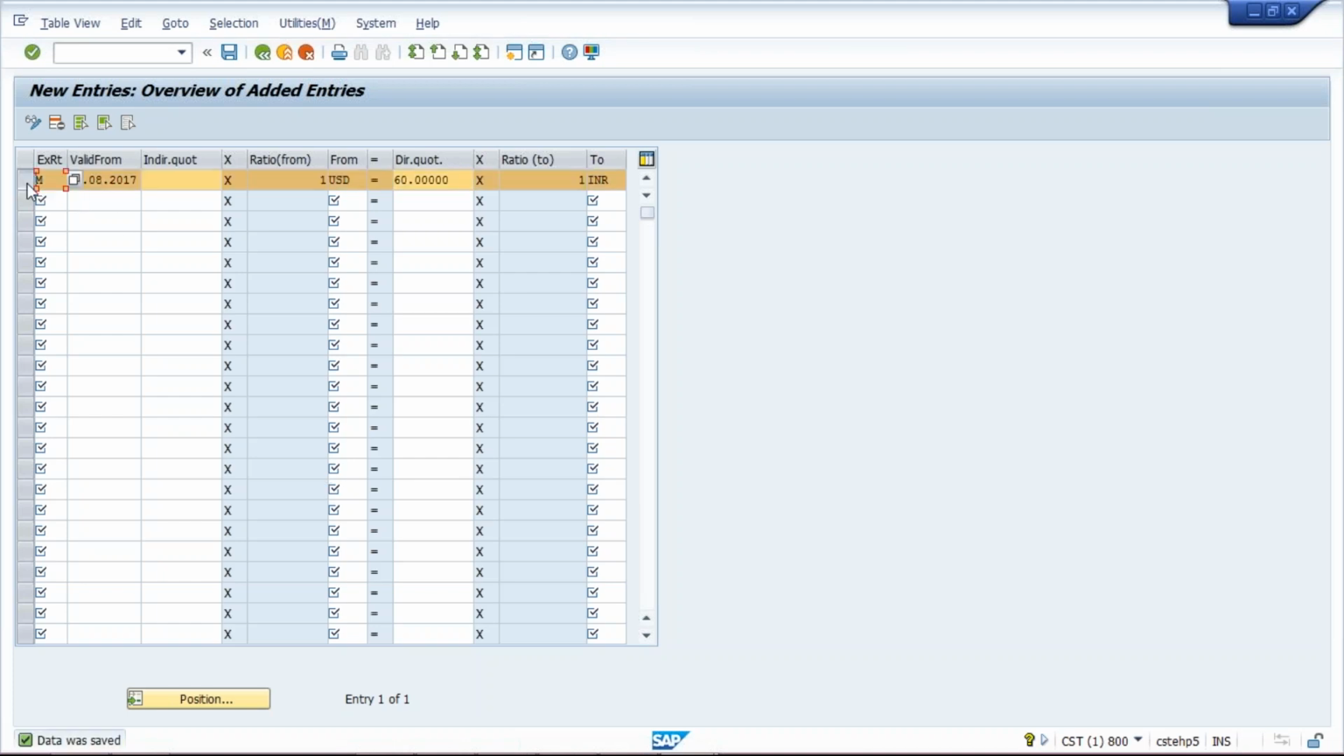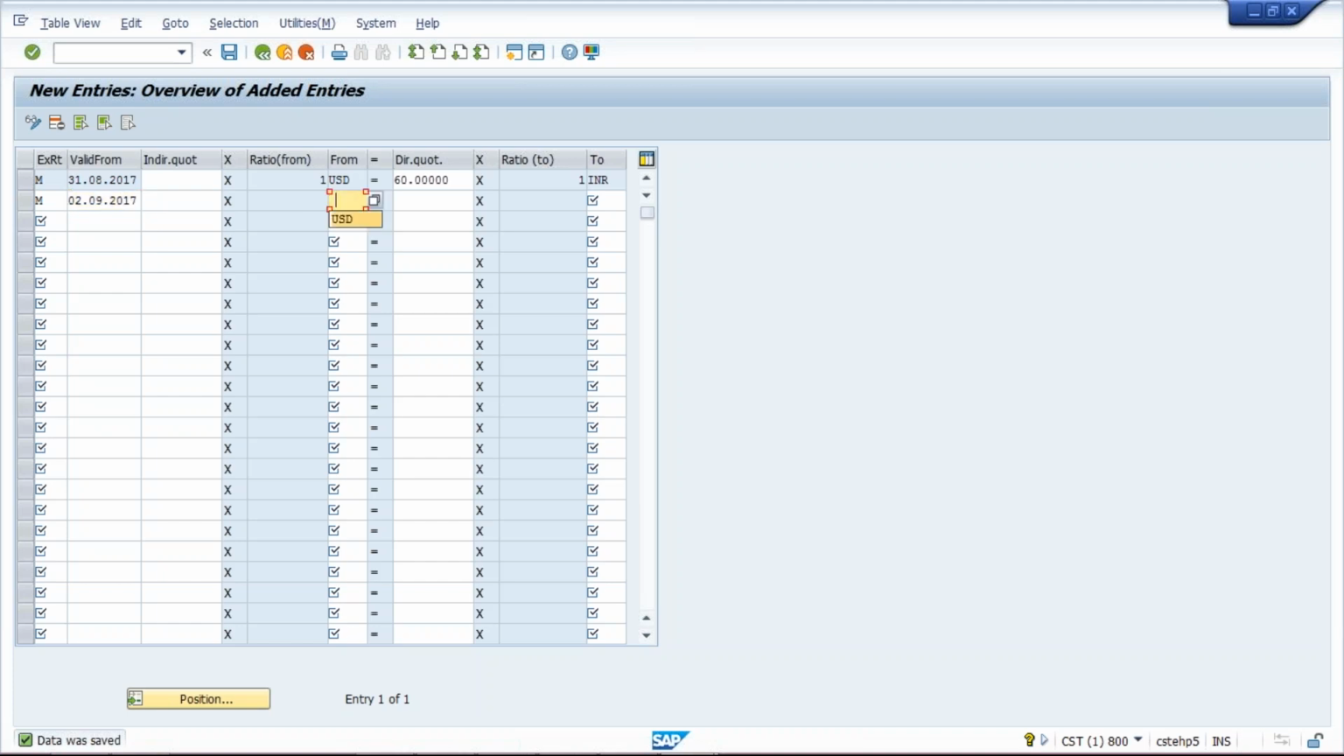Now maintaining this foreign currency table is a regular activity. On a regular basis, people will keep on maintaining it, because today one US currency value is 60 rupees. Maybe tomorrow on 2nd of August there is a change in the price. So again on 2nd of August, we are going to maintain a different rate. We'll maintain the same exchange rate here. We'll give the date, not 2nd of August, 2nd of September I am saying.